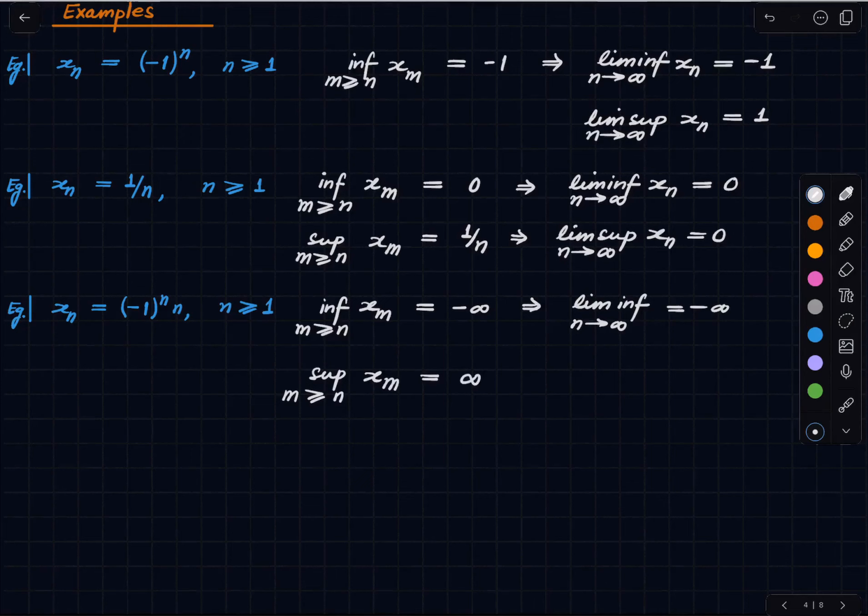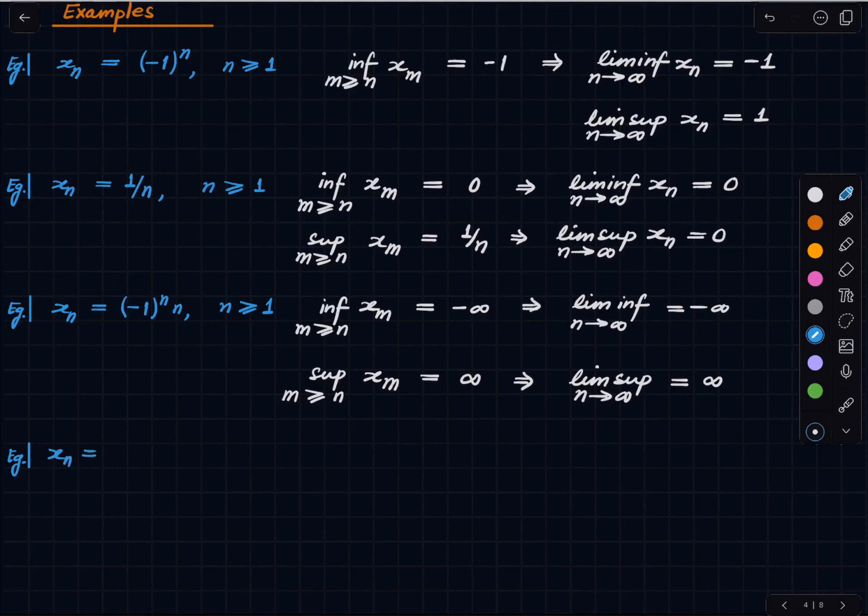What about this guy? By the same reasoning, this is infinity. In any tail sequence, you have arbitrarily large numbers. So this is infinity for all n, and therefore the limit superior is plus infinity. And let's take maybe one more example to see all the four, quote-unquote, possibilities.